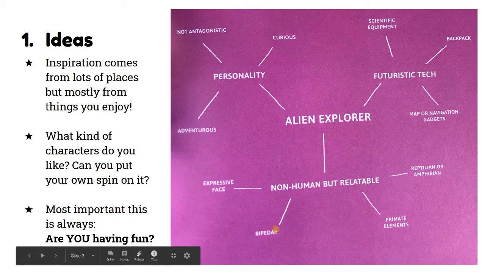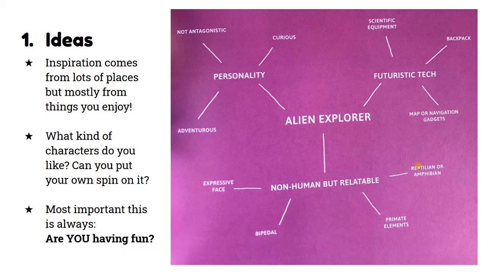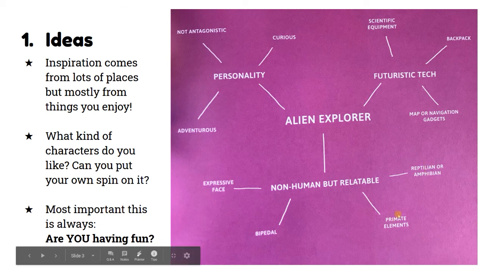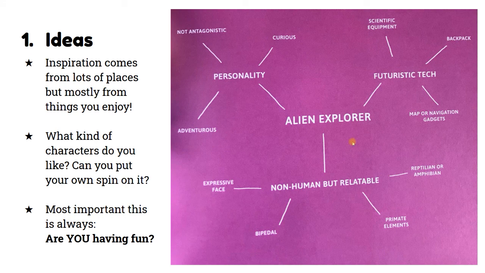So there are some ideas that need to come on what kind of alien it'll be, and this artist chose that it would walk on 2 legs and have an expressive face, maybe be reptilian or amphibian, or maybe have some primate elements. So this is where you just jot down your ideas, and you don't have to judge whether they're good ideas or bad ideas. These are just ideas that you may or may not use. You can call it your idea bank or your idea tree, and you don't have to use every single thing.